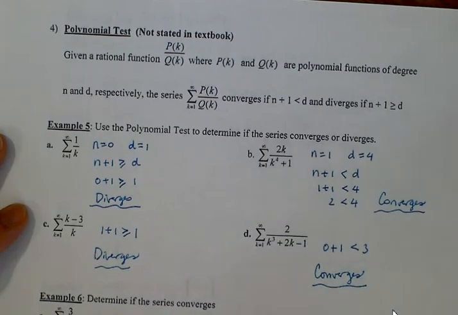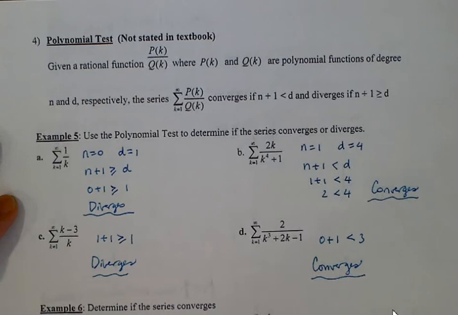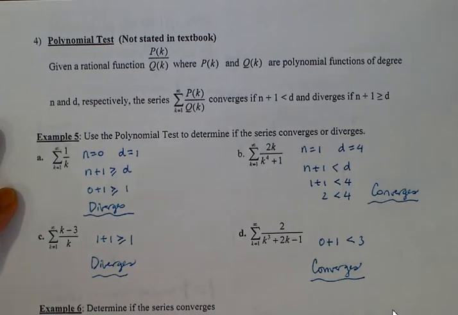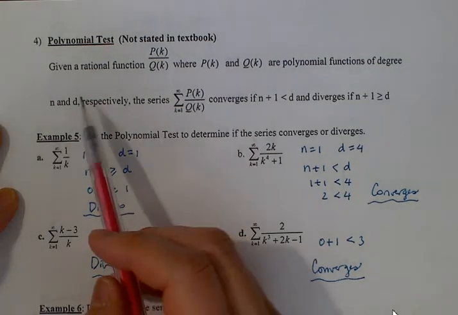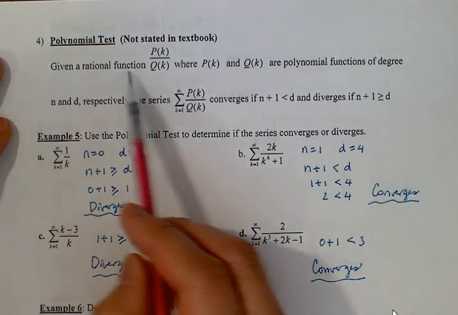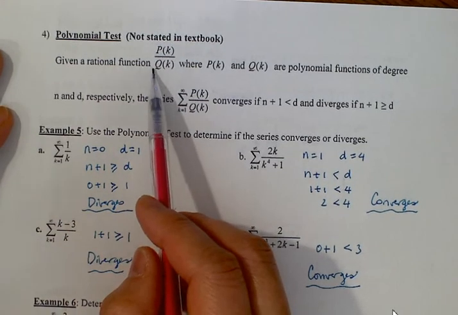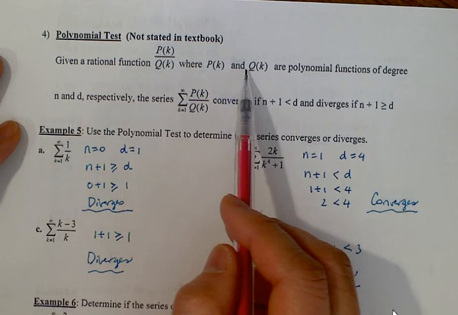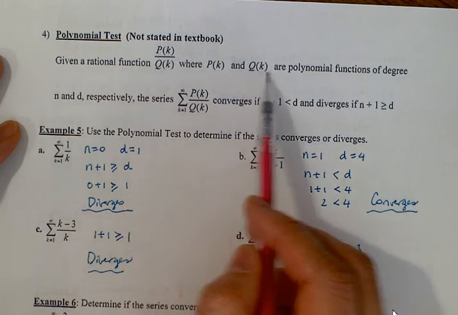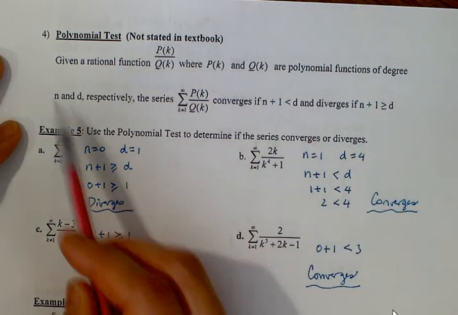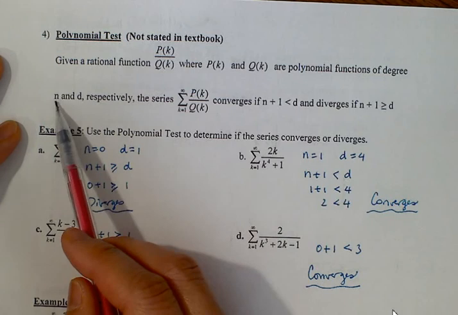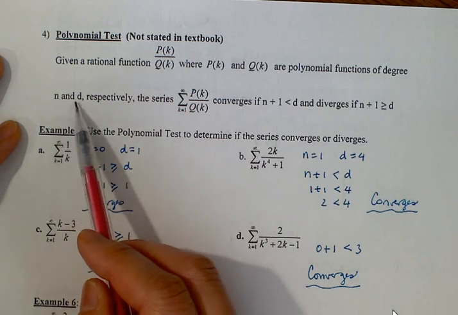Okay, turn to page 17, and we're going to look at the polynomial test, which is not in the textbook. All right, you're given a rational function p of k over q of k, where p of k and q of k are polynomial functions of degree n and d. So I'm using the numerator's degree as n and the denominator's degree as d.